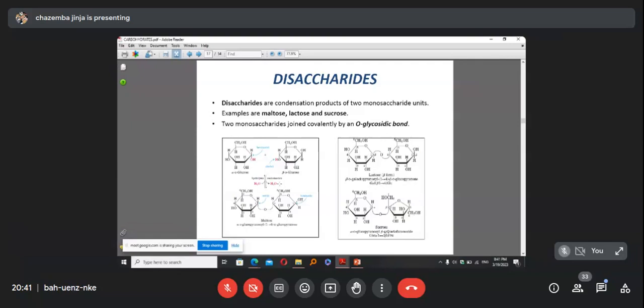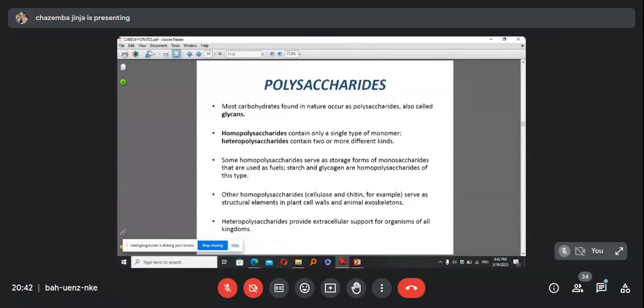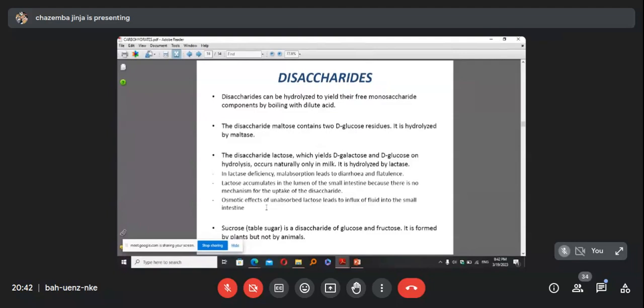So two monosaccharides are joined covalently by an O-glycosidic bond. The bond that joins two monosaccharides to form a disaccharide is the O-glycosidic bond. We've already talked about most of these disaccharides and their functions: maltose from two sugar residues, lactose, sucrose, all those are simple sugar derivatives. Not much more can be said about the disaccharides.